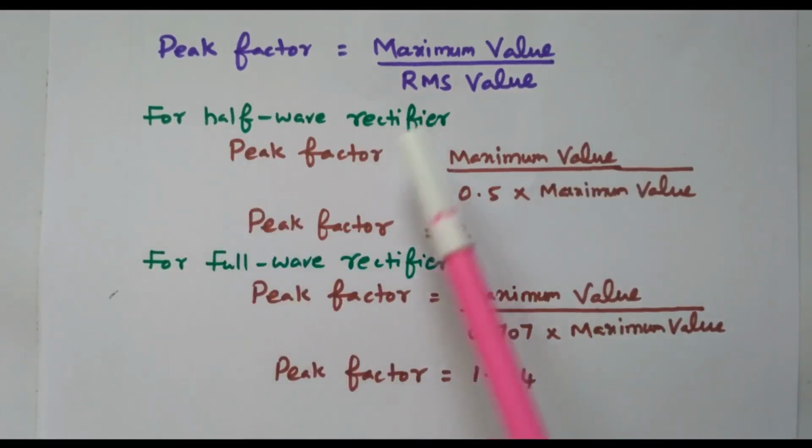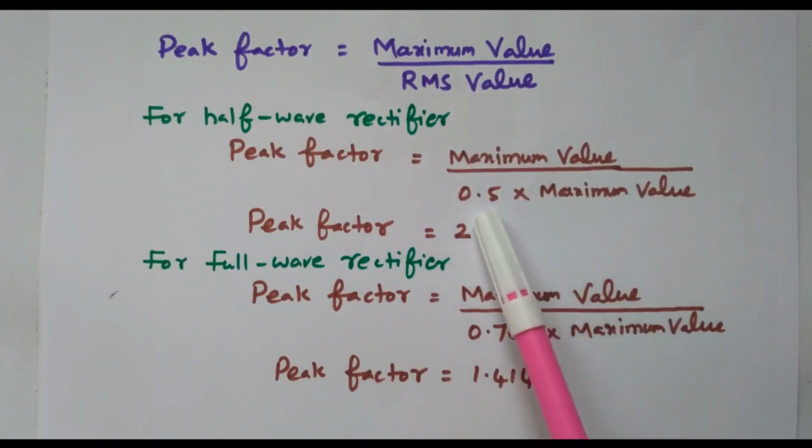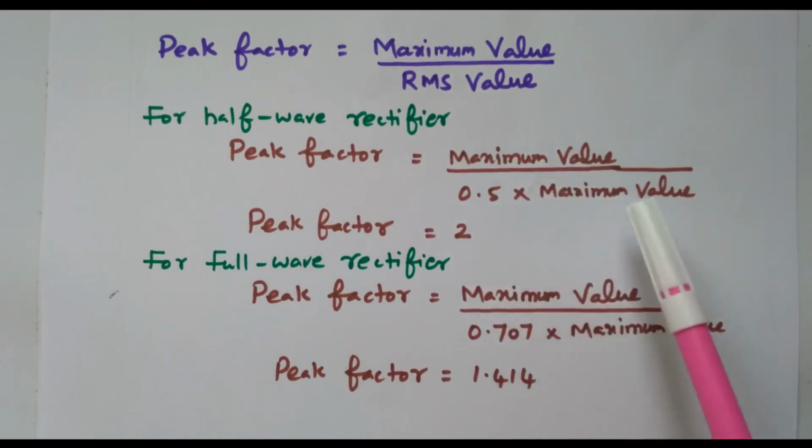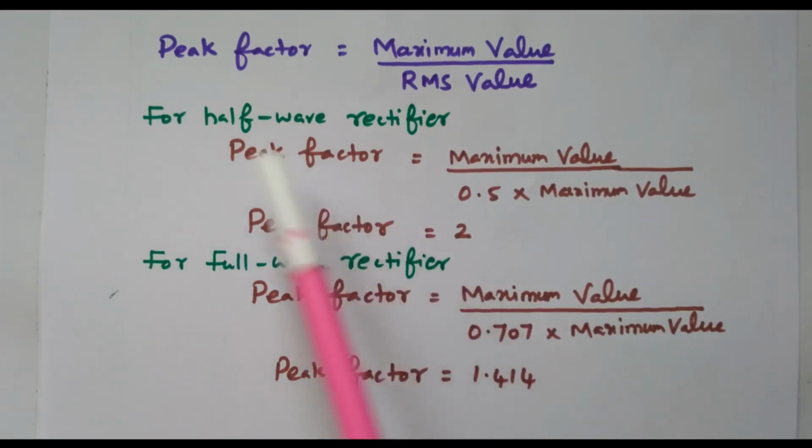So for half wave rectifier, peak factor equals maximum value divided by the RMS value, which is 0.5 into maximum value. Already we calculated. So the maximum value got cancelled. 1 divided by 0.5 is nothing but 2. So the peak factor of half wave rectifier is 2.